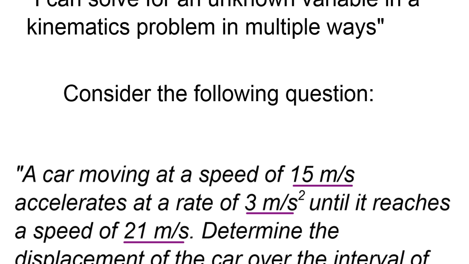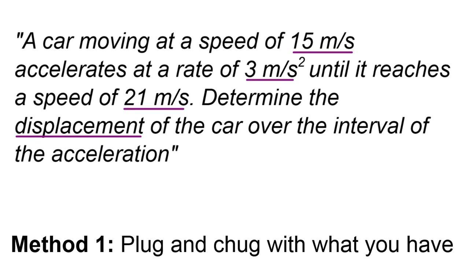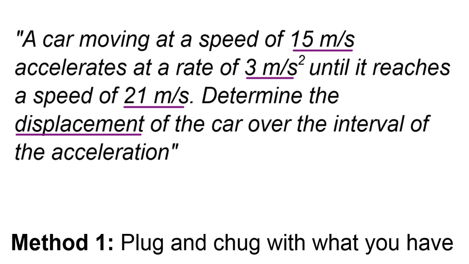So let's consider the following question we're going to use as our example. Consider a car moving at a speed of 15 meters per second initially. It accelerates at a rate of 3 meters per second squared until it reaches a top speed of 21 meters per second. We're going to determine the displacement of the car over the interval of the acceleration.